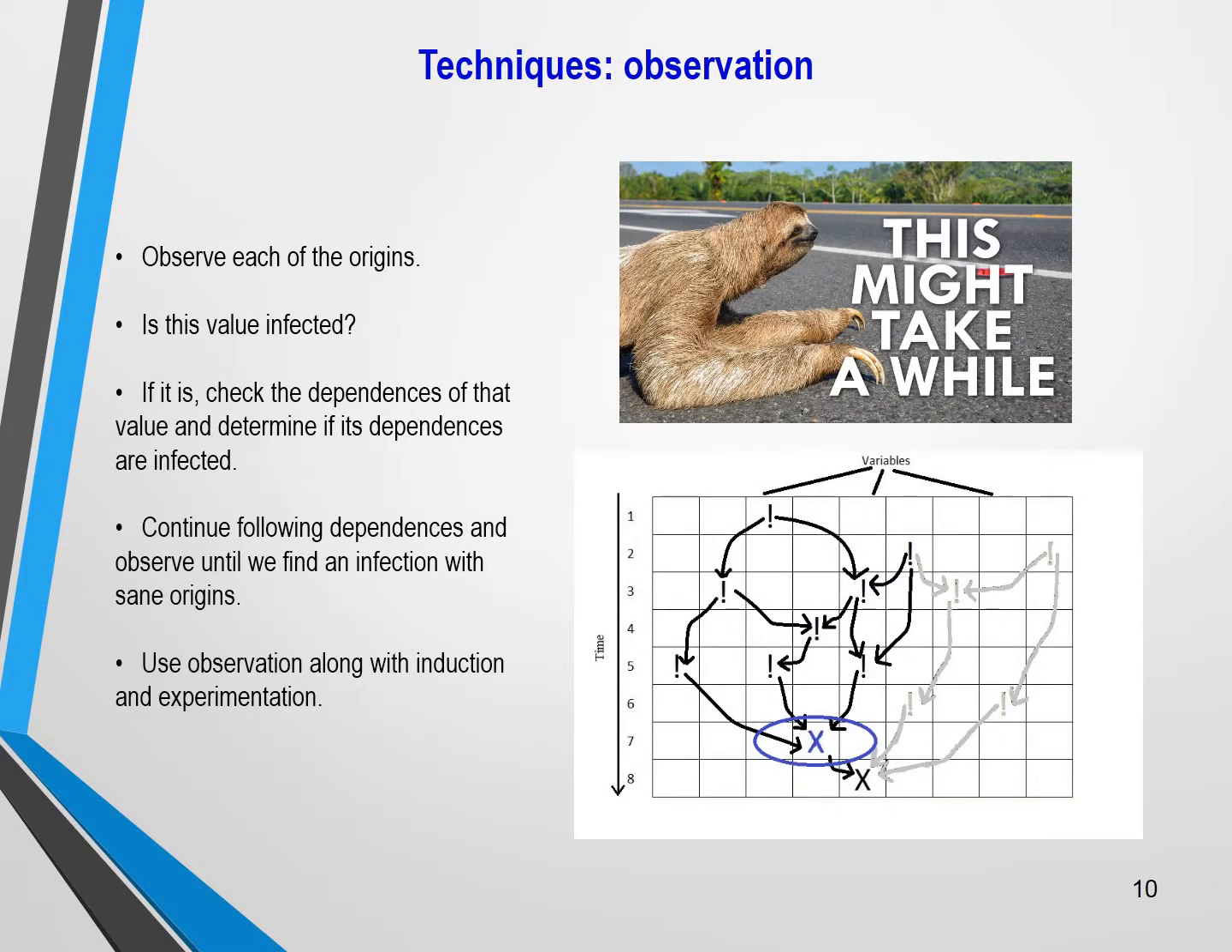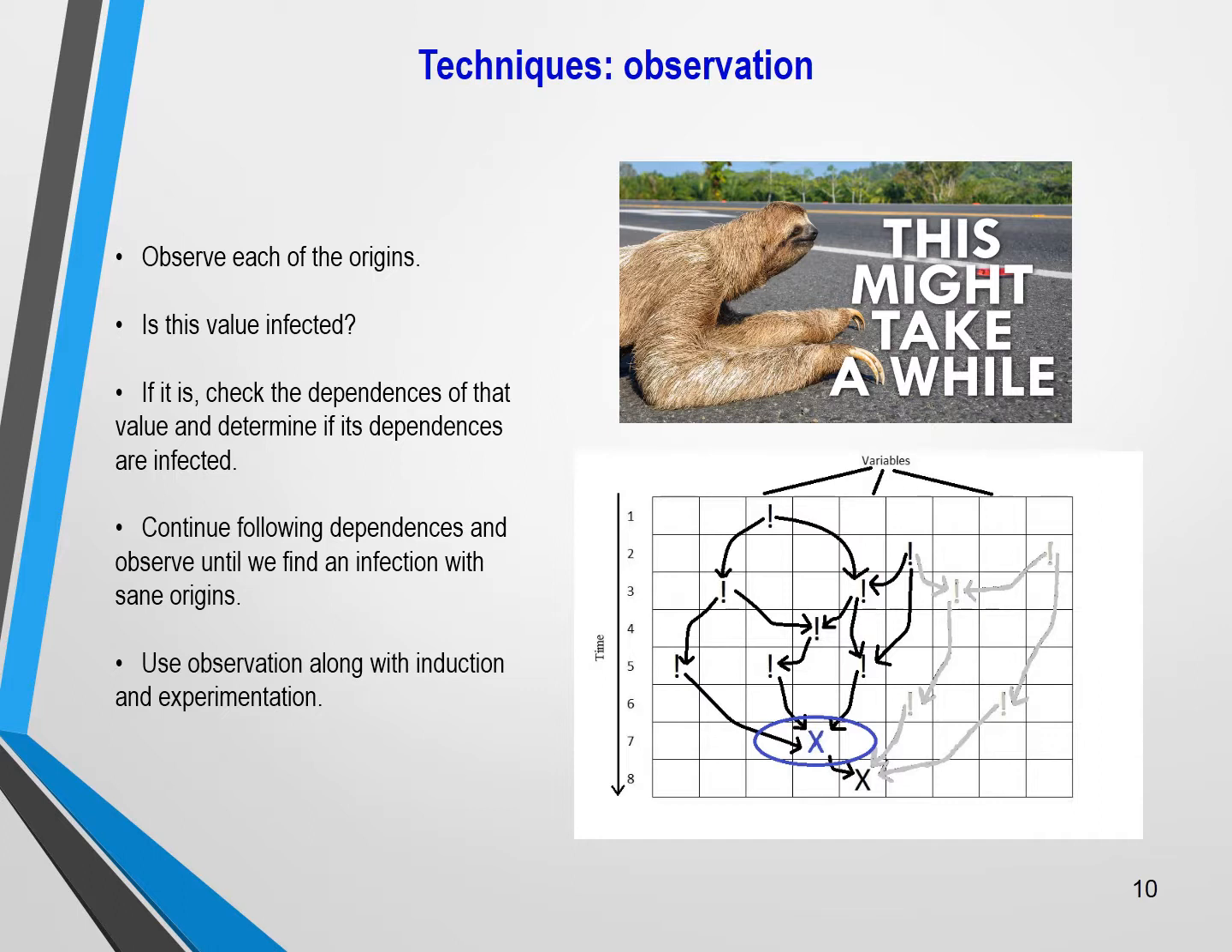The next technique is using observation. What we should do is observe each of the origins and check if that value is infected. If the value is infected, we need to check the dependencies of that value and determine if its dependencies are also infected. So we'll continue following these dependencies and observe until we find an infection that has sane origins. Now the problem with this is this could take a long time, depending on how many dependencies there are and how many possible infected origins there are.